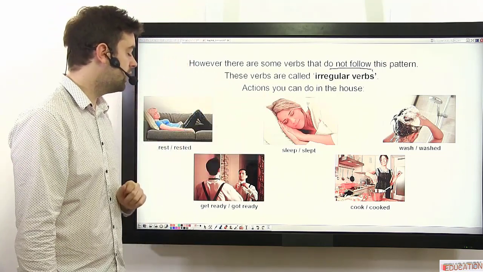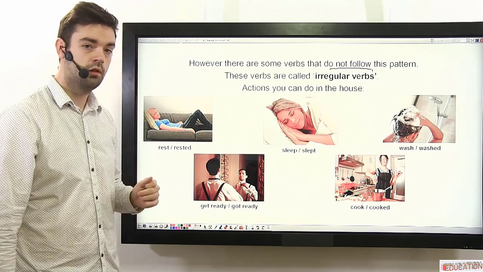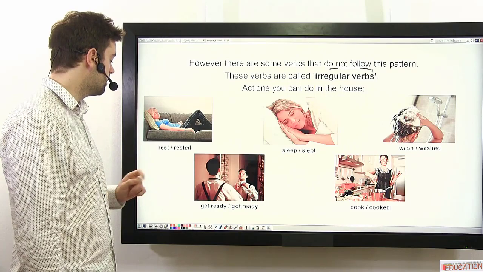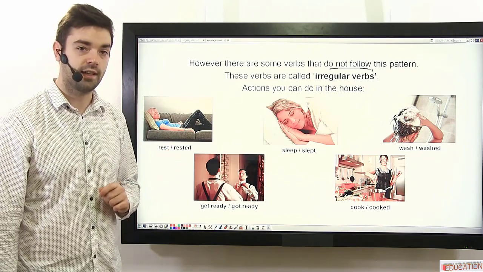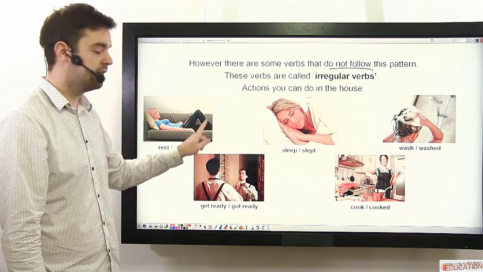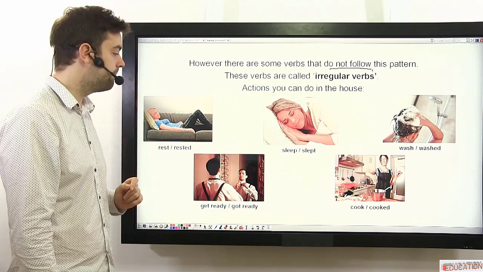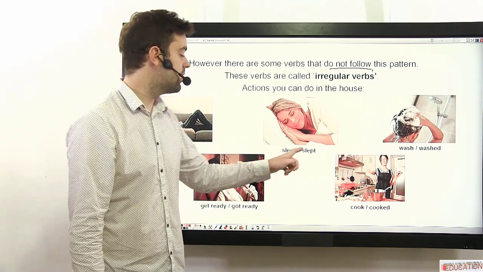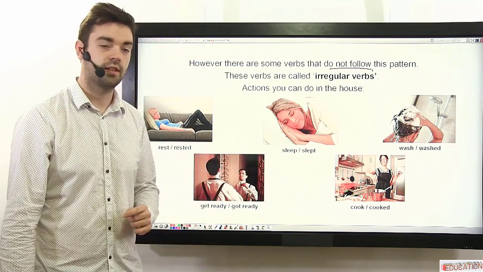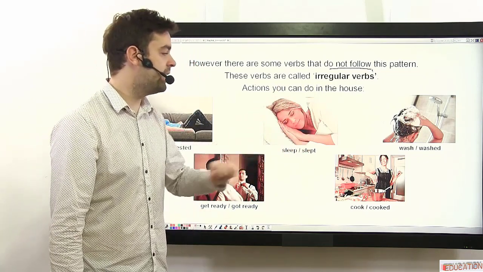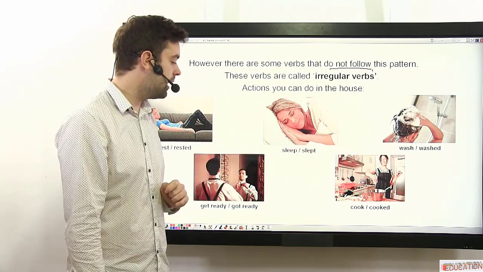Actions you can do in the house. You can rest. The past is rested. And you can do this in the living room. Sleep is present. Slept is the past. You can do this in the bedroom.